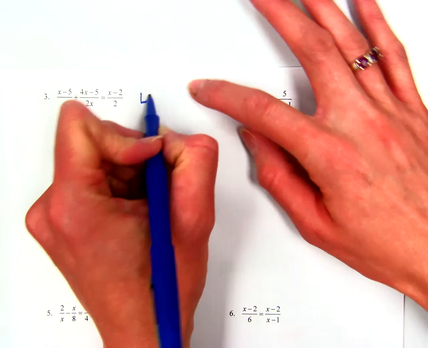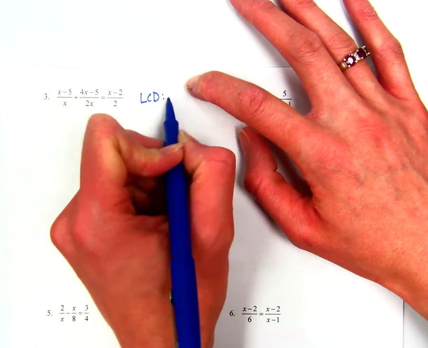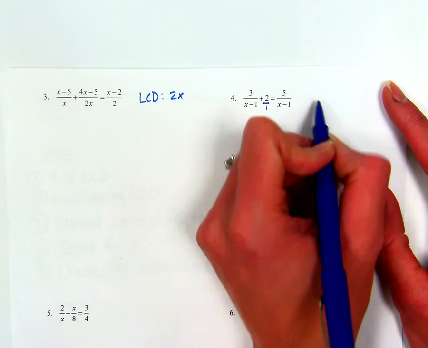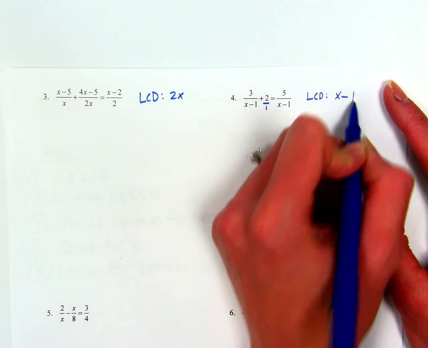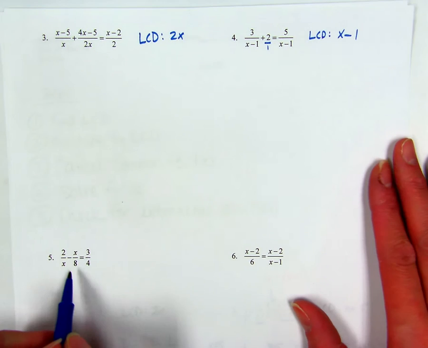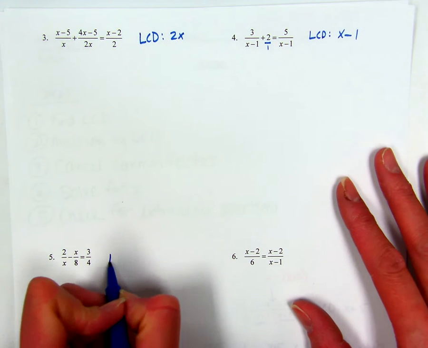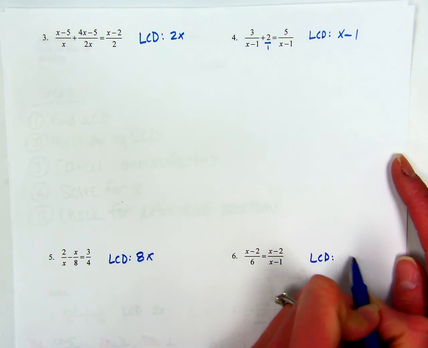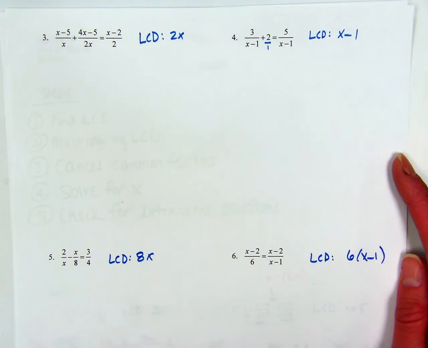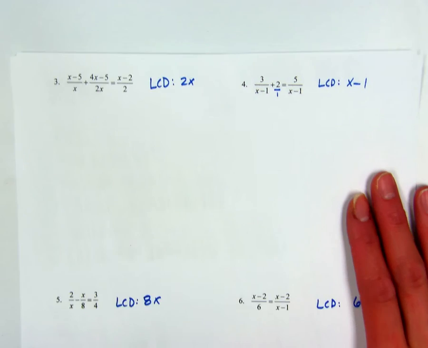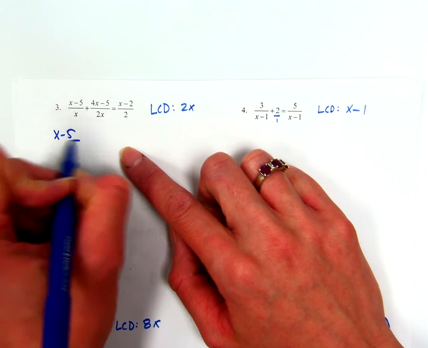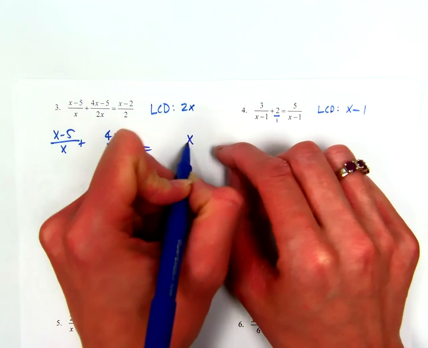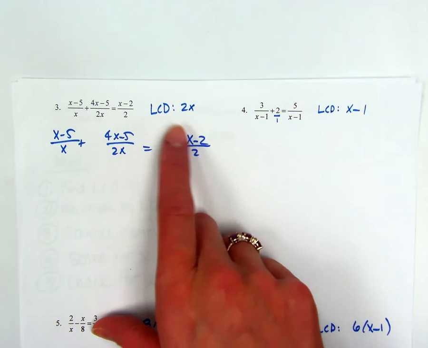Find your LCD first. 2x will work for all these. This one, my LCD is just x minus 1. If you want to find your LCD down here, 8 and 4 both go into 8, so my LCD is 8x. And over here, my LCD is 6 times x minus 1. All right, so we're going to set up our equation. We'll just leave a little bit of space. All right, my LCD is 2x.